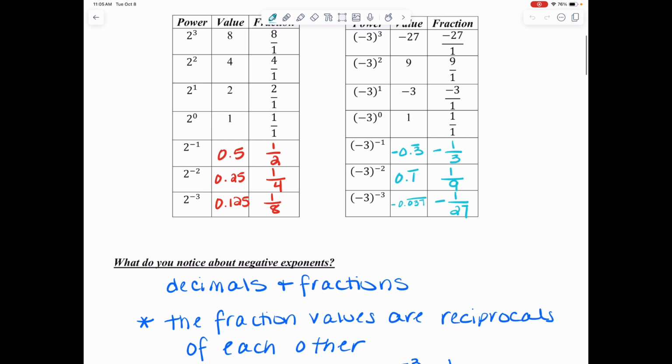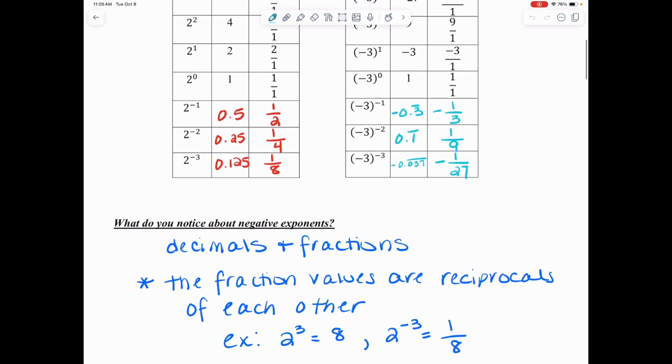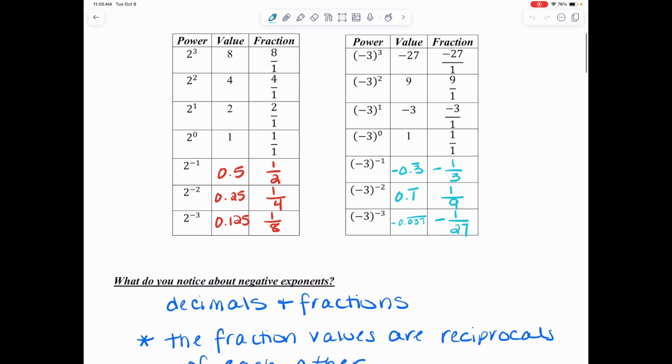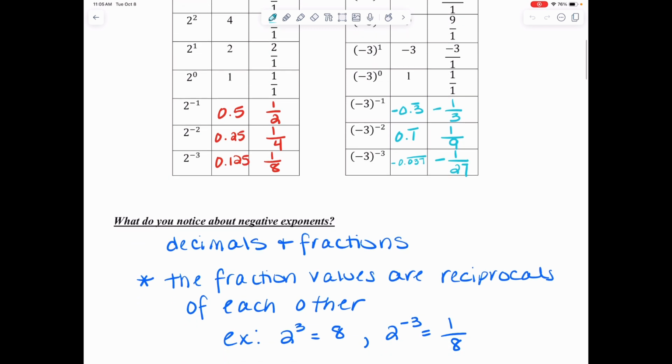And the big idea is actually that the fraction values are reciprocals of each other. So I picked out an example of the table to show you. If I look at 2 to the third in the table, it's equal to 8 or 8/1. If I make that 3 a negative 3 in the exponent instead, all it does is take my answer and flip it. 2 to the negative 3 is 1/8.